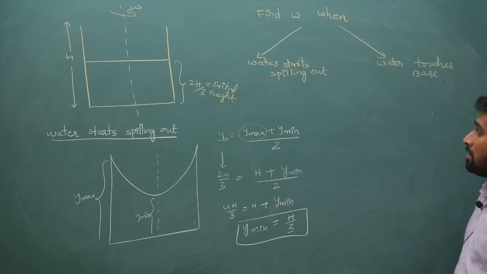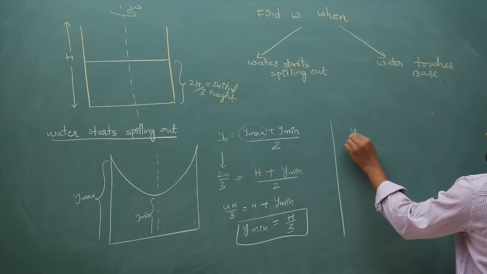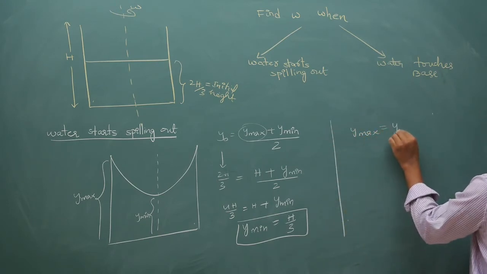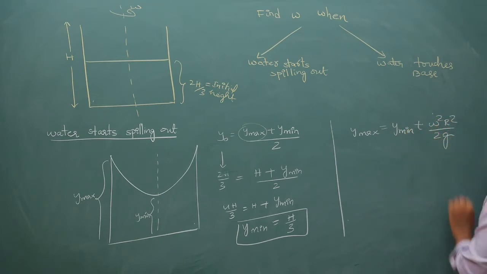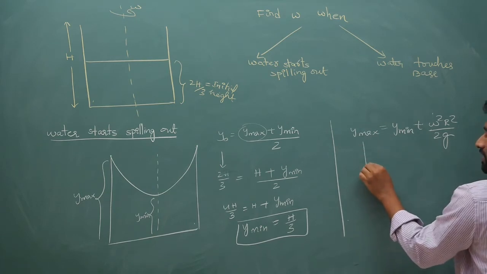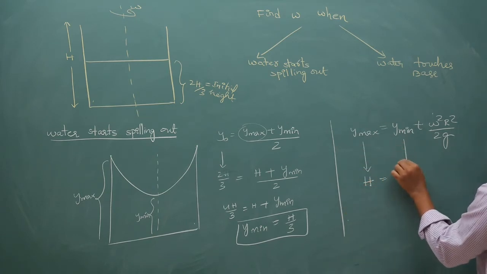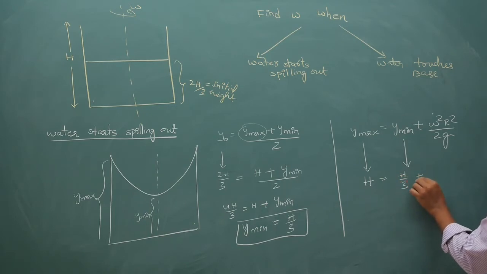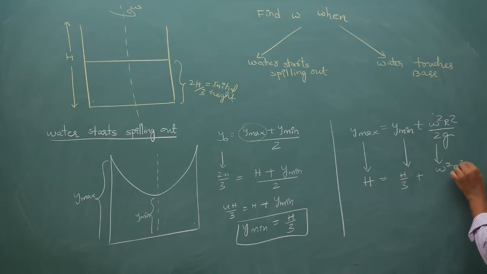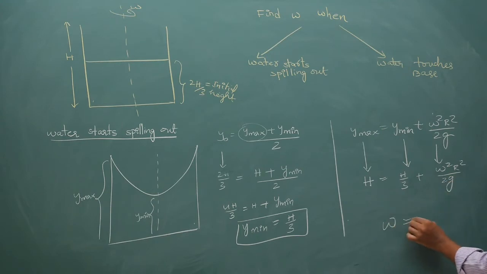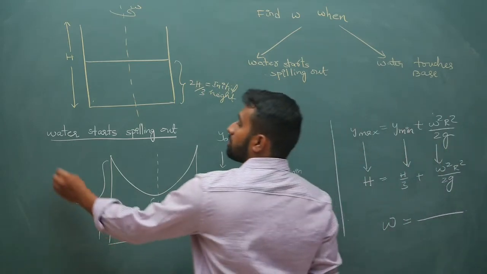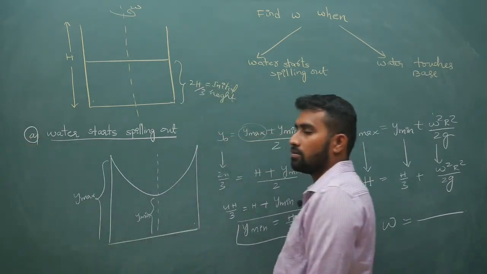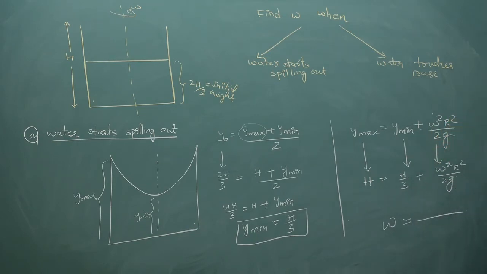Now I did not get omega yet. How will I get omega in this case? What is the equation that you know? Y max is equal to Y min plus omega square R square by 2g. So now your Y max here is h, Y min here is h by 3, plus omega square R square by 2g. Solve for omega, that will give you the answer in the first case. This is the case when water starts spilling out, case A.